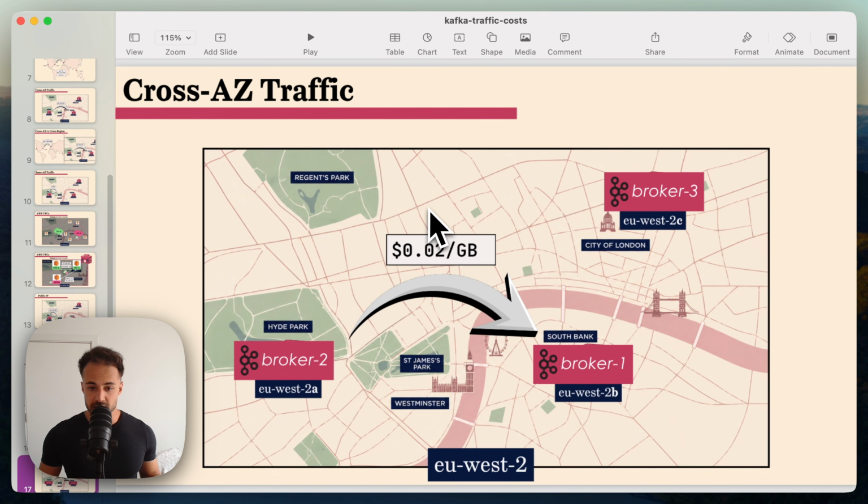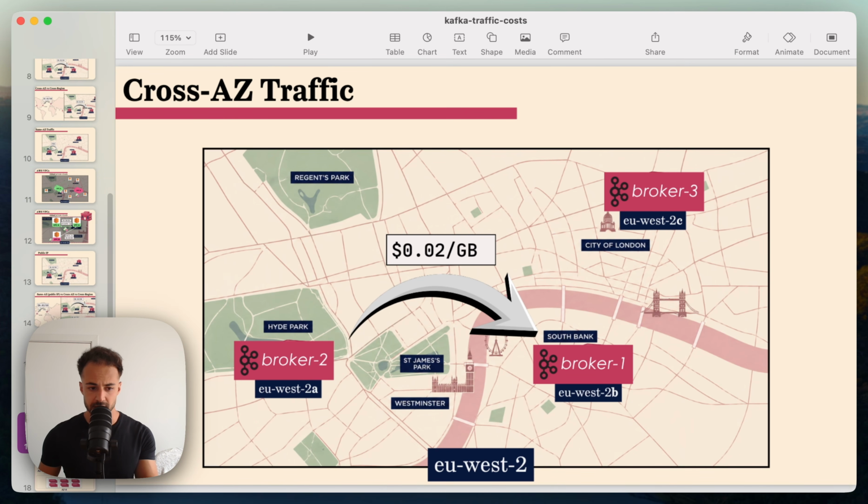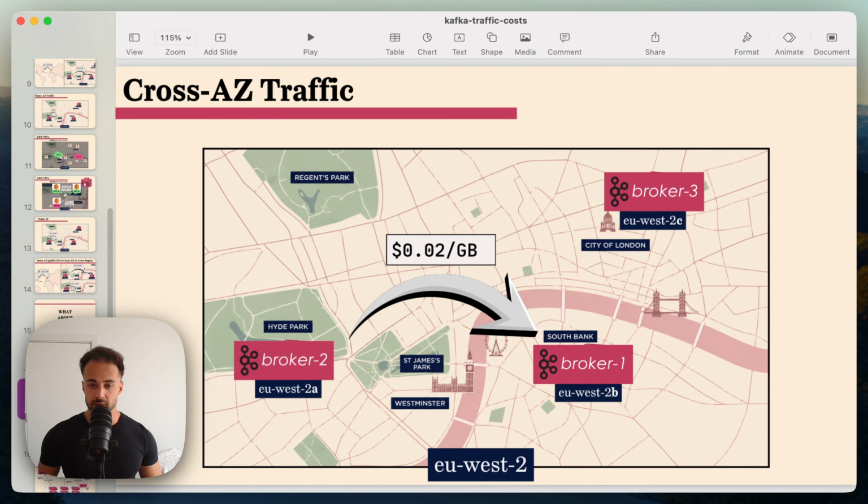Yet you still pay costs because, remember, the data is moving between AZs and you're always paying that cost regardless of whether it's the private or the public IP. So this is sort of what a Kafka cluster can look like. Where it gets interesting is when you introduce clients to the mix.